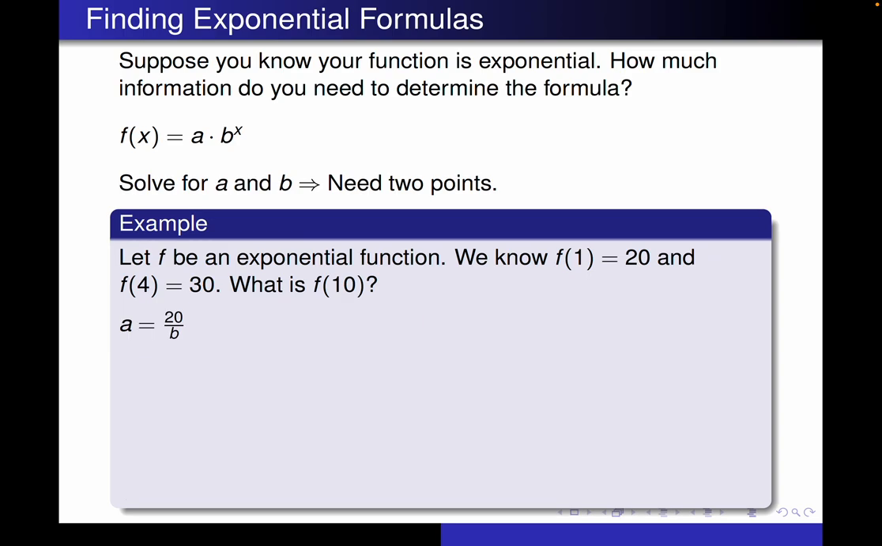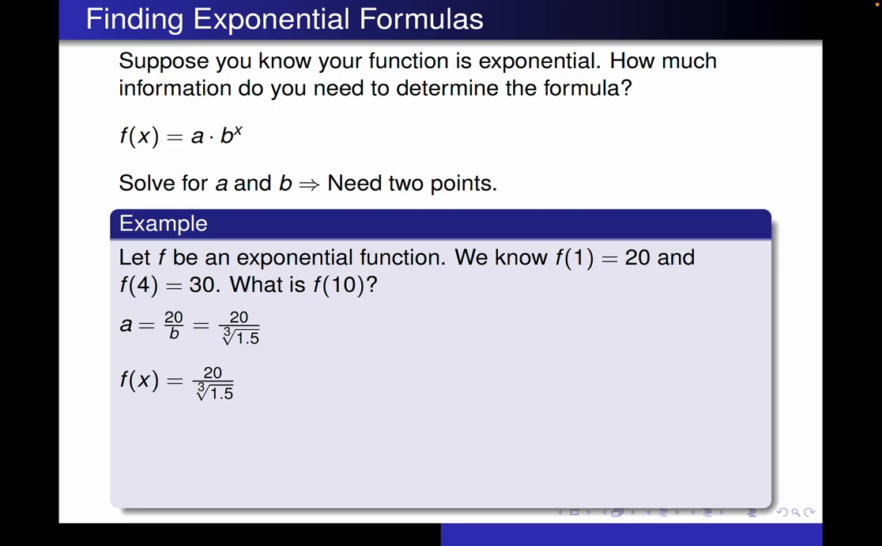So actually, we're almost all the way there, because remember from our first equation, we got a equals 20 over b. We just figured out what b was. That's cube root of 1.5. That means a equals 20 over the cube root of 1.5. We know what a is now. We know what b is now. That means we know the function.